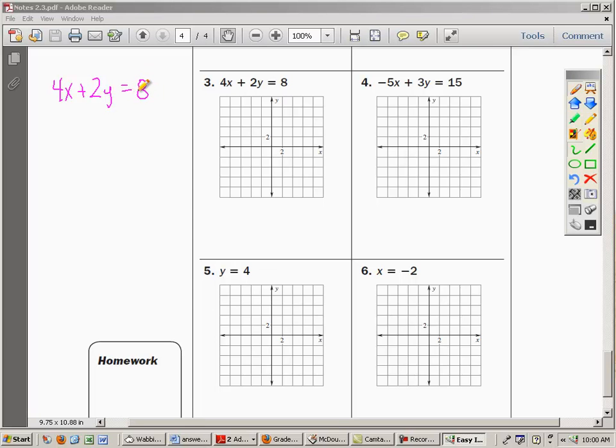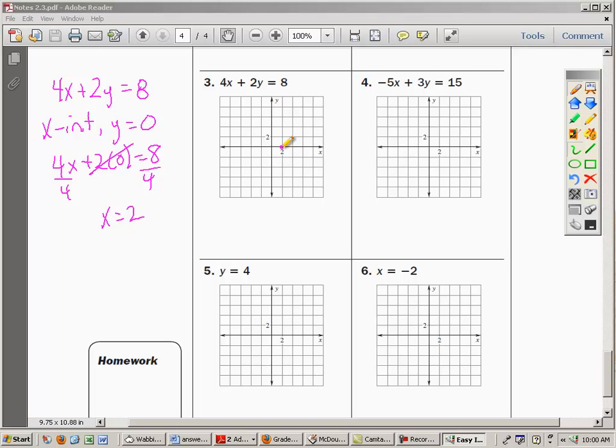So to find the x-intercept, we know that when the x-intercept happens, y is equal to 0. So we're going to rewrite the equation: 4x plus 2 times y equals 8. This cancels out, and so when I divide both sides by 4, I get x equals 2. So my x-intercept is right there at 2.